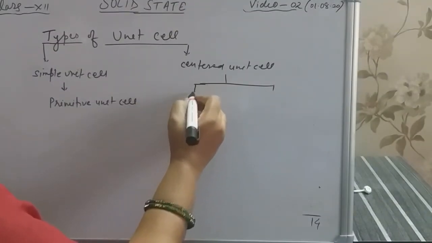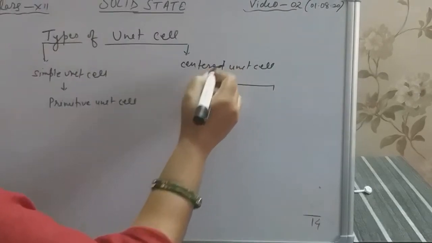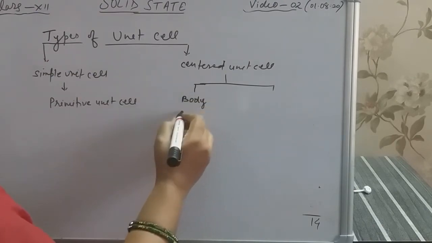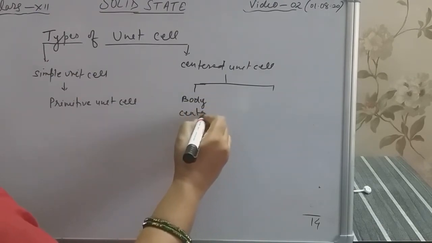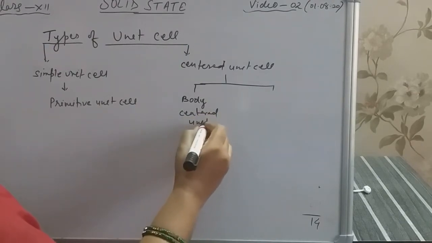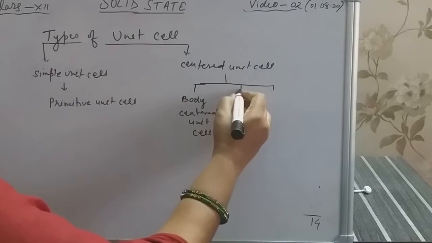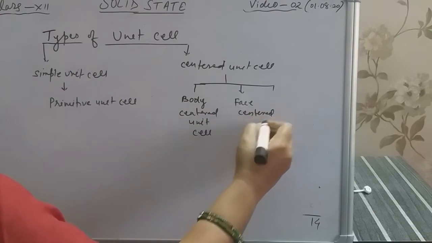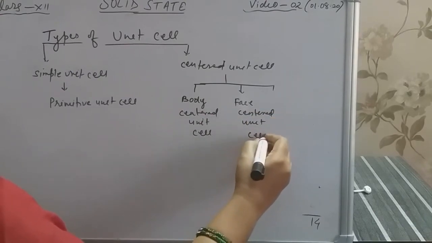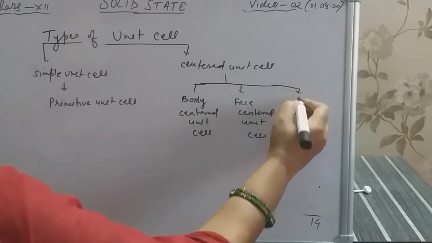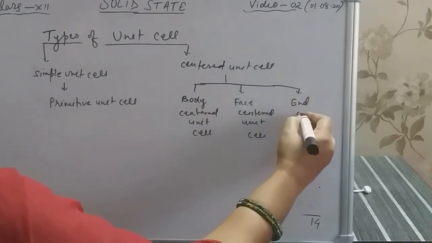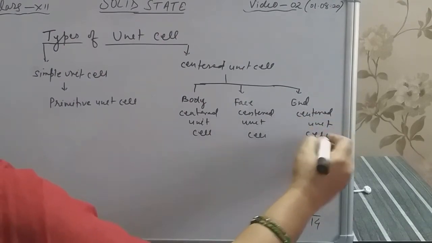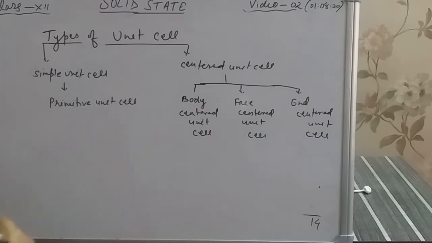First is the body centered unit cell, second one is face centered unit cell, and third one is end centered unit cell. Let's discuss in detail.